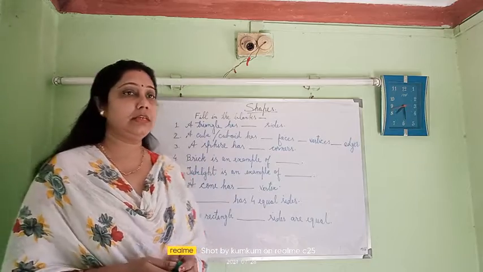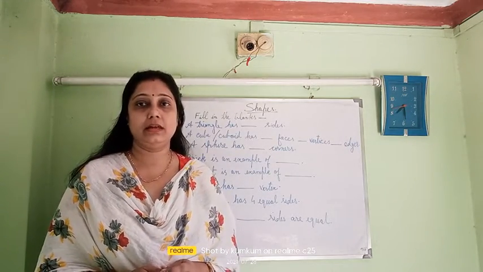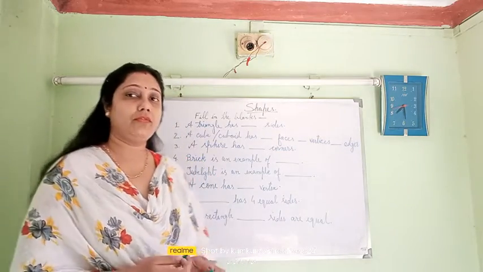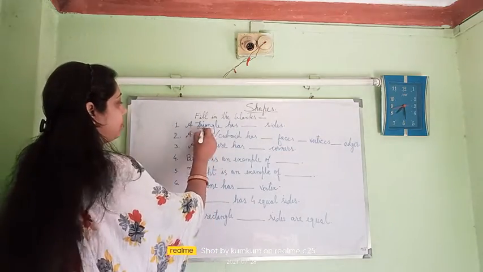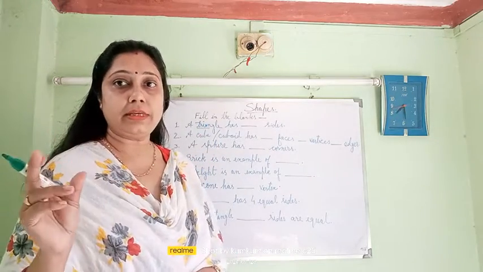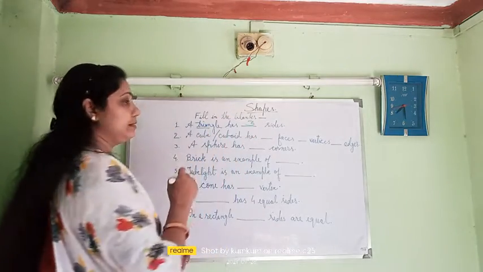See the first question, a triangle has dash sides. So triangle is a plane shape and a triangle has from the word triangle. Tri means 3. So a triangle has how many sides? A triangle has 3 sides.